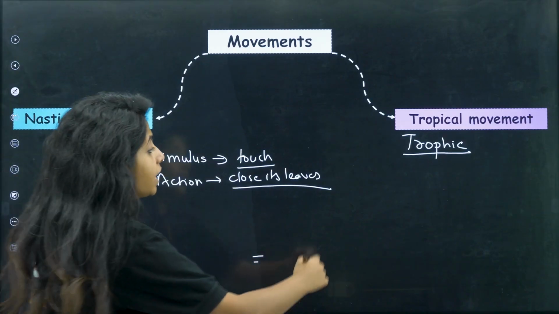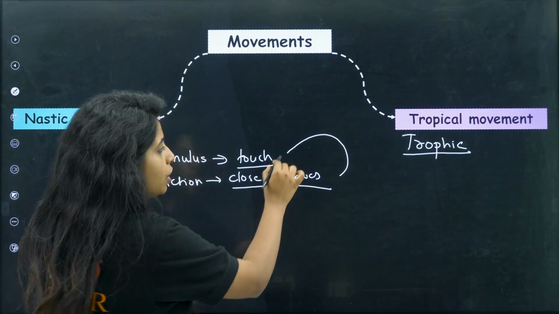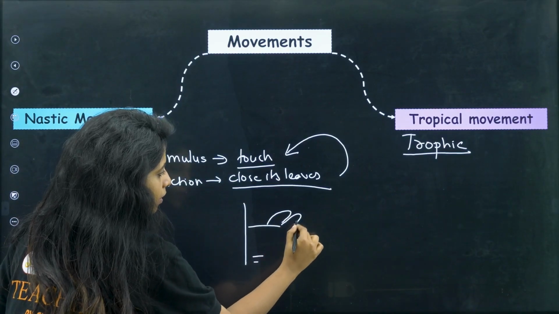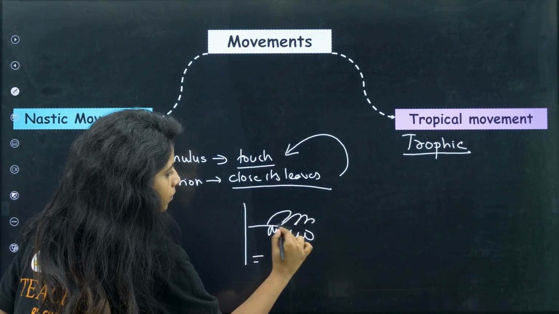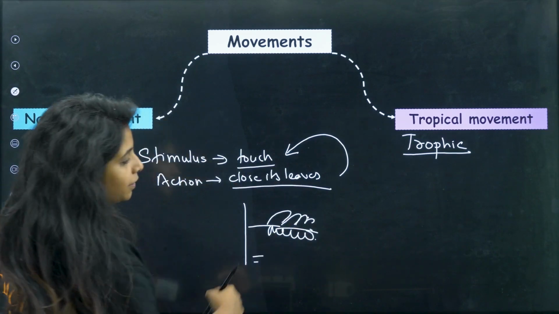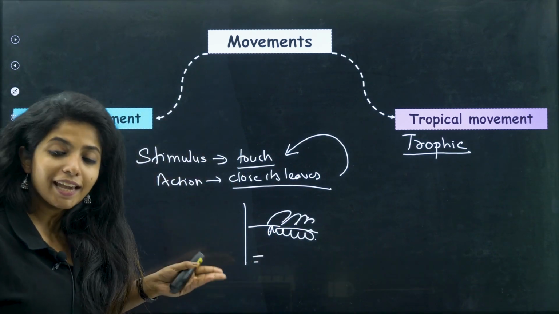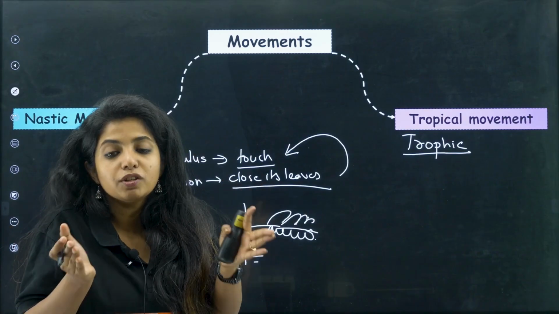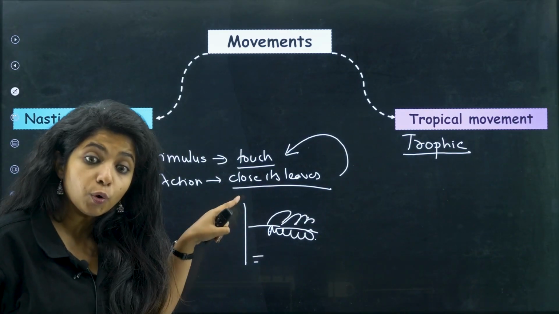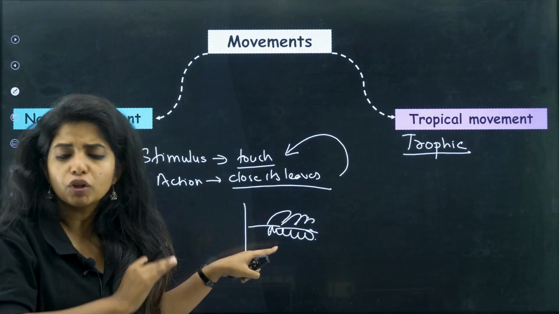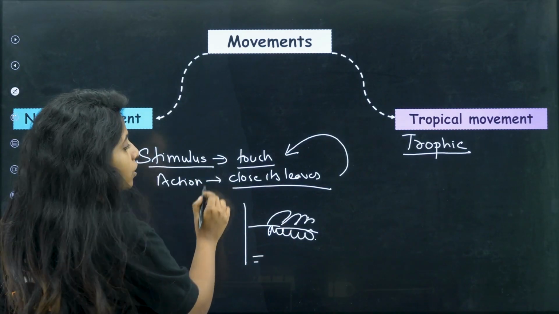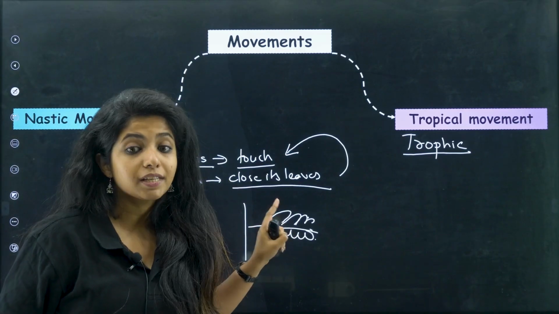Does this have anything to do with the direction of the touch? For example, there's a touch me not plant over here, with its leaf, and I am touching it from this side, and from this side, or from this side. Either way, what will the plant do? It will just close. So basically I will say that it is going to show movement with no respect to the direction of the stimulus. With no respect to the direction of the stimulus, it will be showing its action.